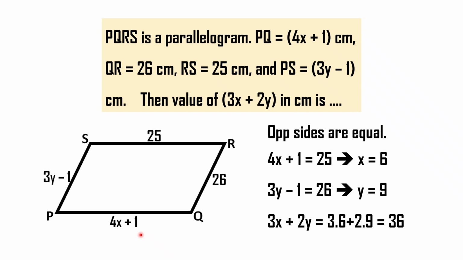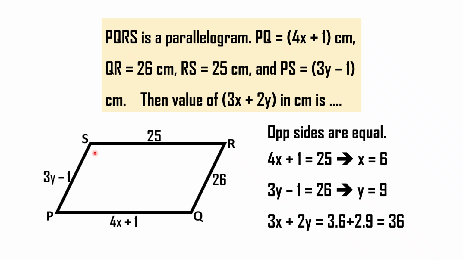PQRS the parallelogram, we have drawn it. এটা ছবিটা এঁকেছি, যদিও এটা না এঁকেও করা যায়, সেটা পরে বলবো. We have drawn the figure, but even without drawing the figure, you can do it. We will tell you later. So PQRS is a parallelogram. PQ, 4x plus 1. QR 26. RS 25. And PS 3y minus 1.